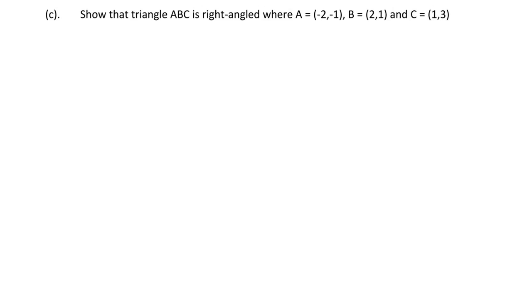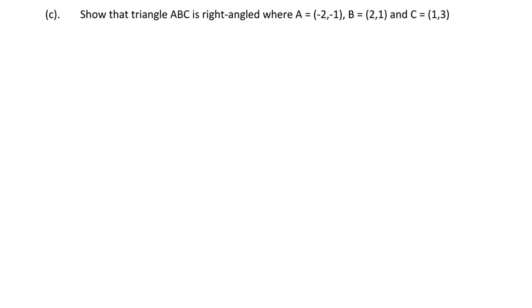Part C, show that triangle ABC is a right-angled triangle, where A, B, and C equal those coordinates. Okay, so this is the geometric problem. We have to remember that a right-angled triangle obeys Pythagoras theorem. First we are going to sketch our problem, then find the distances between points, and later apply the distances into the theorem to see if it obeys the Pythagoras theorem.